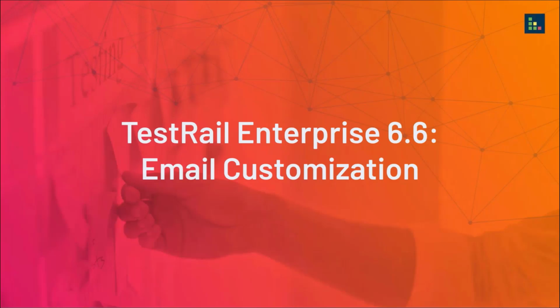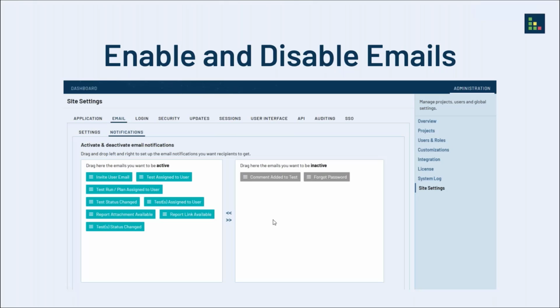An additional feature for TestRail 6.6 is email customization. So we allow users to customize email templates that are sent from TestRail. So you are able to edit the emails which are sent from TestRail. So you can choose to send specific emails only from TestRail, or all emails.